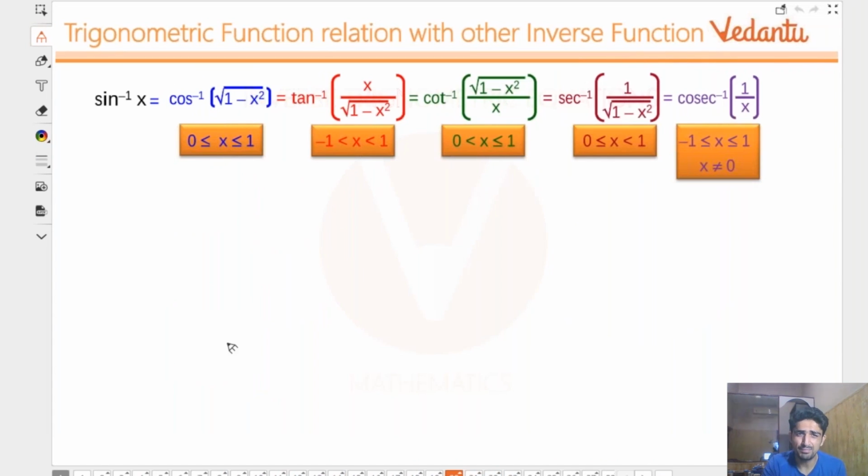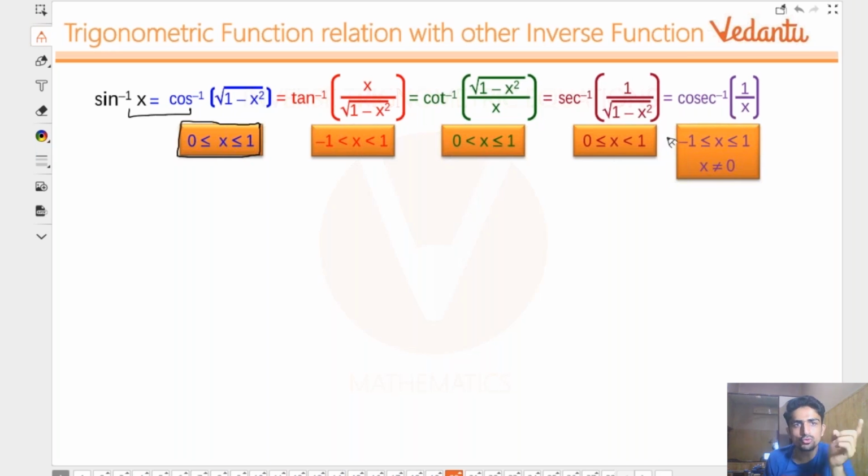How to obtain that? Very simple, I'll be just telling you. But first, let me make my one point very clear. Sine inverse x is cos inverse root of 1 minus x square. But this holds only for this x, not always. If x is not this, then there will be a problem. Similarly, all the ratios.